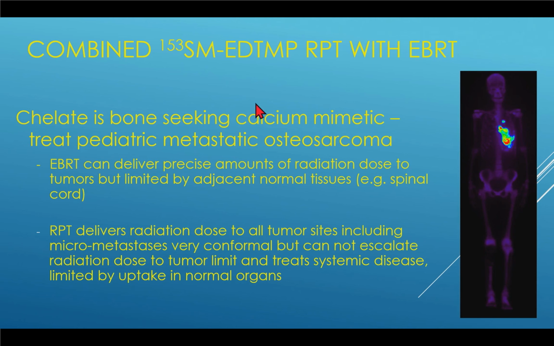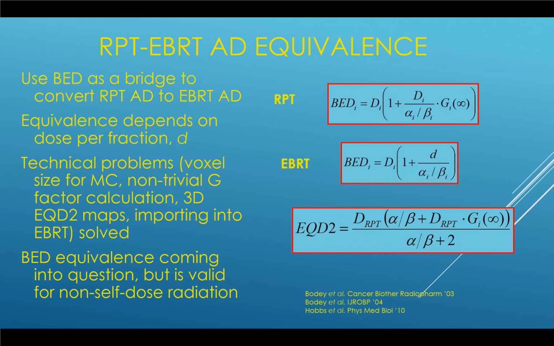All right. I'm just going to give an example of one of the planned combinations that we've done. This was the first one. This was done about 10 or 12 years ago with samarium EDTMP, with external beam. So samarium EDTMP is a bone-seeking calcium mimetic. It was used to treat pediatric metastatic osteosarcoma. And the idea is that the toxicity should be more or less orthogonal. EBRT is mostly toxic to the areas proximal to the lesion, whereas often RPT is just where there's the most uptake.